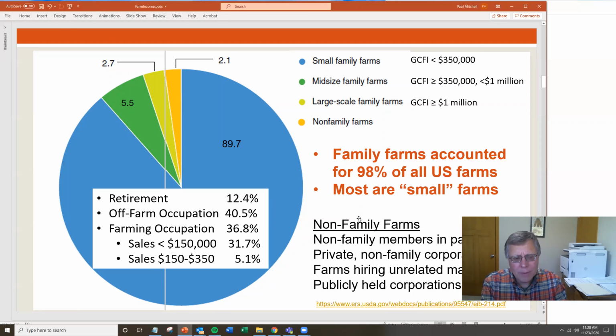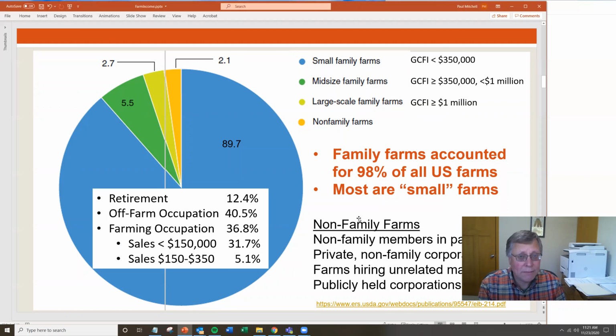Then we have what we call farming occupation farms. We're still talking about this 90% of farms, and these are smaller operations. 37% of farms fall into this category of identifying themselves as a farmer first and foremost, but they also probably have another job. We'll see some data on that as well. But their primary occupation, at least of the operator, is that they are a farmer.